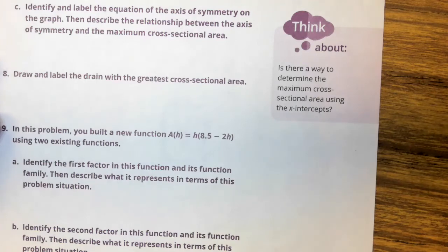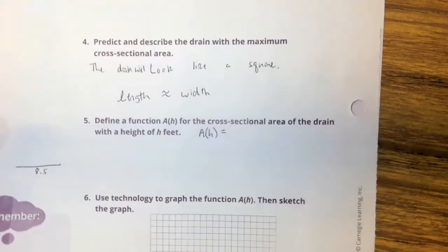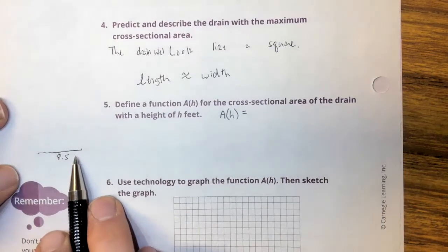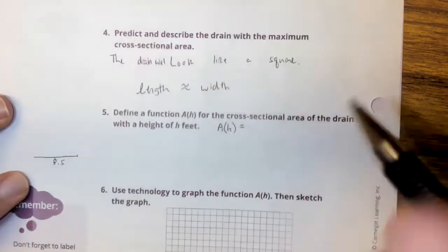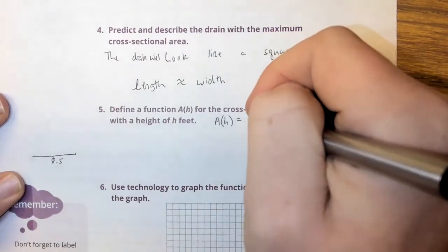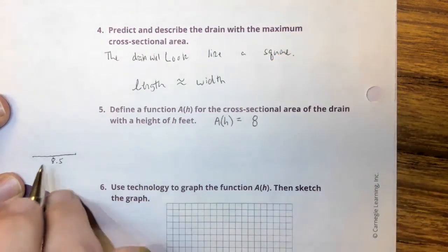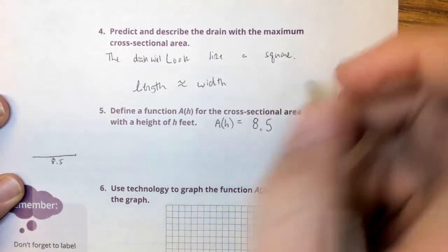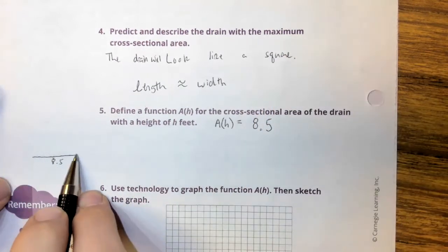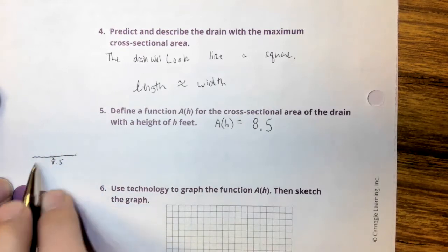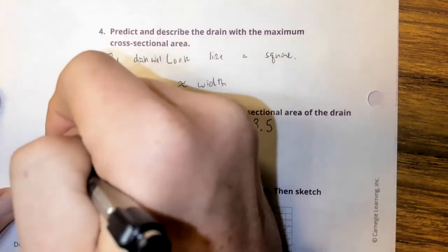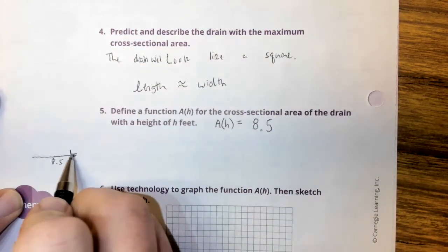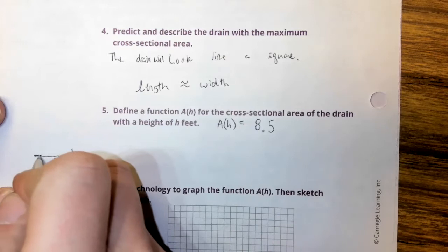So how we'll actually write this function is just think about the width first. We know that the width is 8.5, so maybe I'll just write that out. We know the width is 8.5, but the width is changing. We're constantly taking something away from the width. We're cutting off a piece here, and then we cut off a piece on the other side.